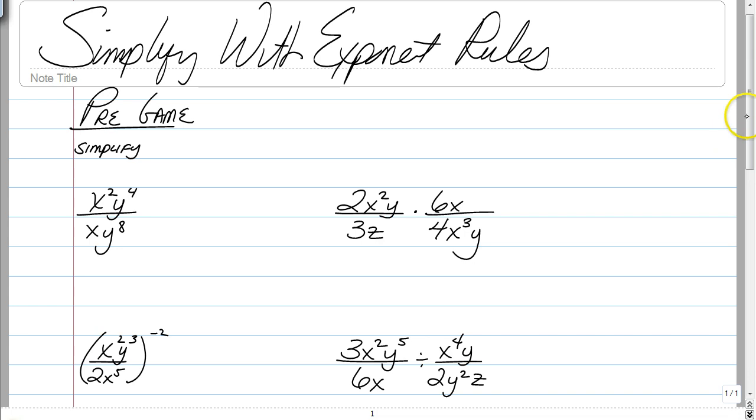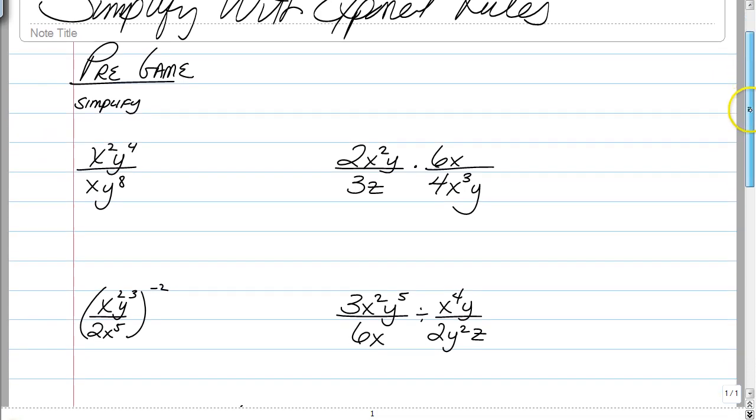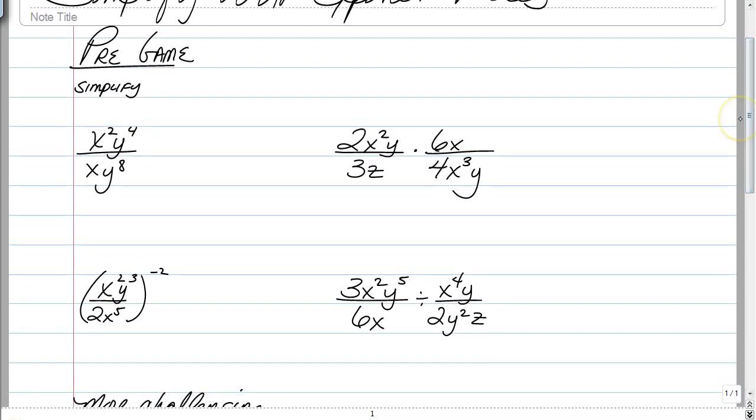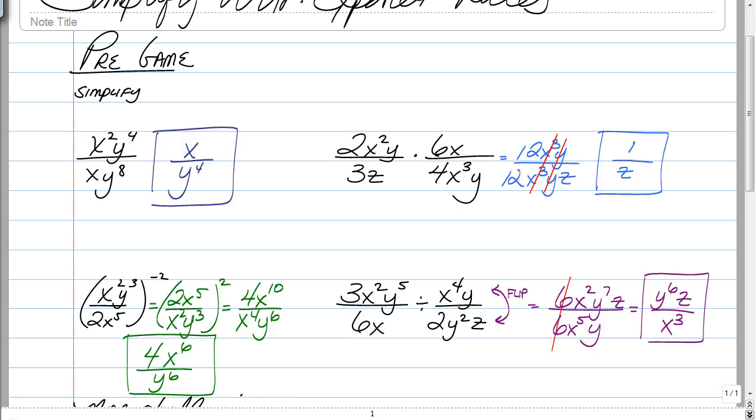Okay, so you have four problems here to start with, and then we're going to bump up the level of difficulty a little bit. So pause the video and give all four of these a shot on your own. So the first one, you should have x over y to the fourth. All you had to do was say you have more x's on top, so 2 minus 1 is 1. More y's on the bottom, so 8 minus 4 is 4.